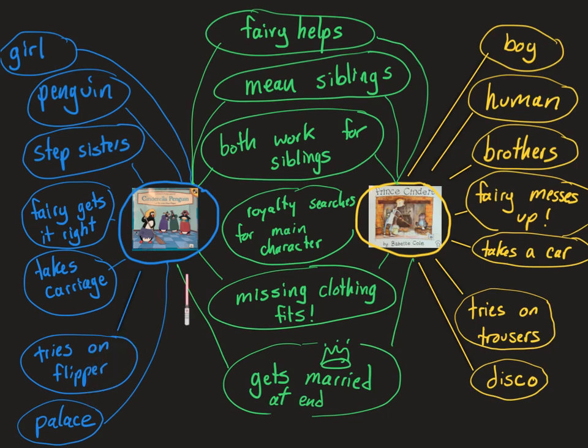Okay. Then when you mix yellow and blue together, you get green. So all the things that the stories had in common, I put in green here. Both of the characters in these versions get help from fairies. Both of them have mean siblings. Both of them have to do work for their siblings. Both of them, at the end, have royalty, a prince or princess, searching for the main character. Both of them have some item of clothing that's missing that fits to help them figure out that they're the ones royalty is looking for. And they both get married in the end and live happily ever after. So this is what we call a double bubble map, and you're going to be making one today.